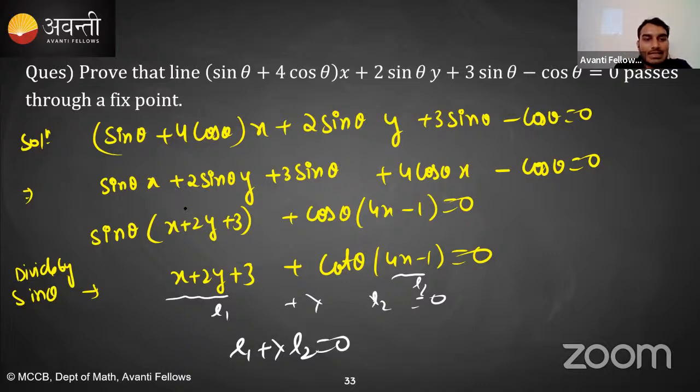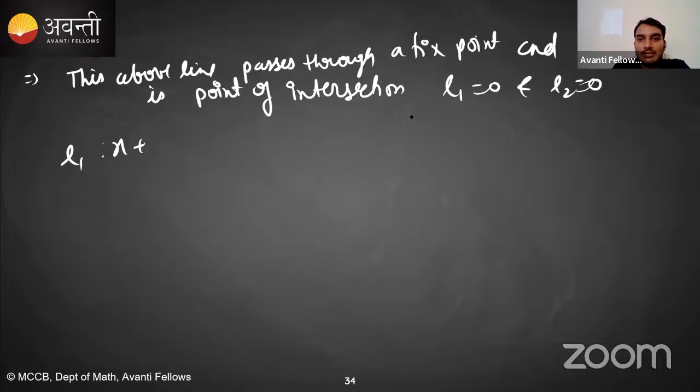So it means this line will always pass through a fixed point. That point of intersection is L1 equal to 0, L2 equal to 0. What is L1? x plus 2y plus 3 equal to 0. L2 क्या है? 4x minus 1 equal to 0. Solve करो.